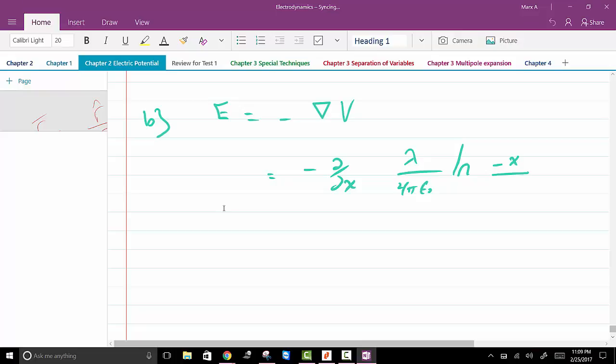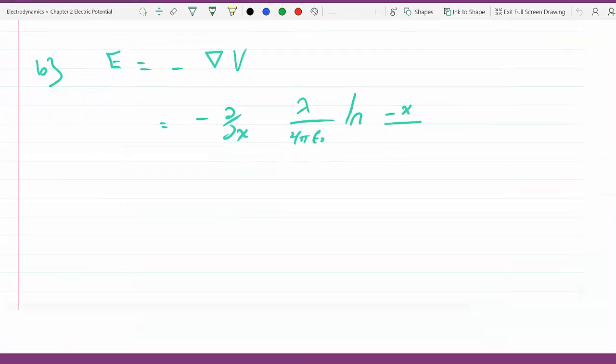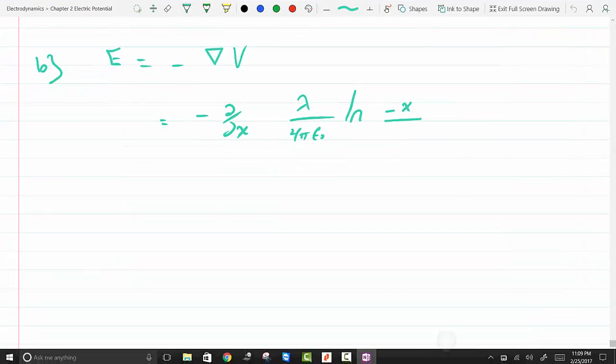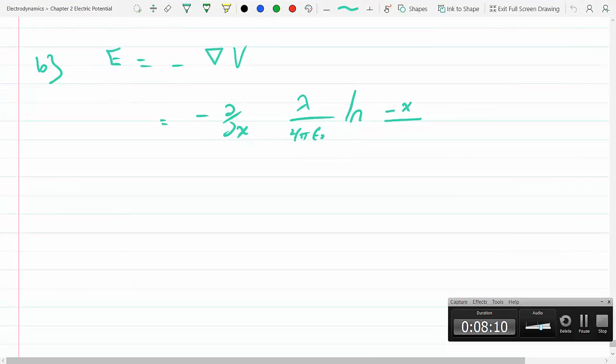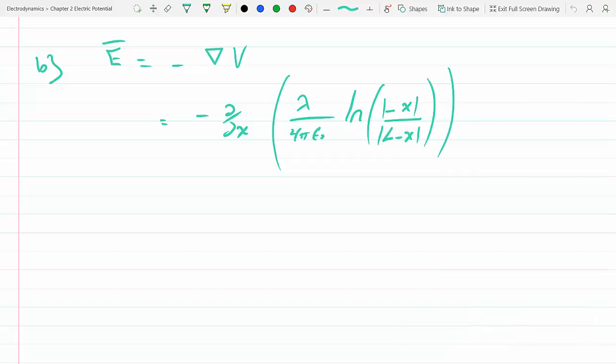So you have to do chain rule on the inside, no? So it's the derivative of what's inside over what's inside. Well, it's the derivative of the x over x minus L. And then I divided that by x, and this is in the x direction. Let me say minus lambda over 4 pi epsilon, right?